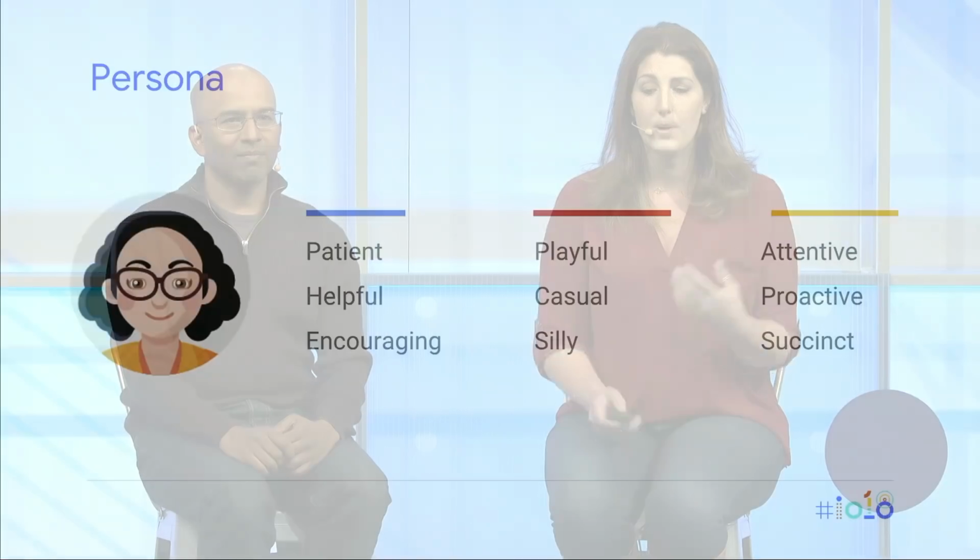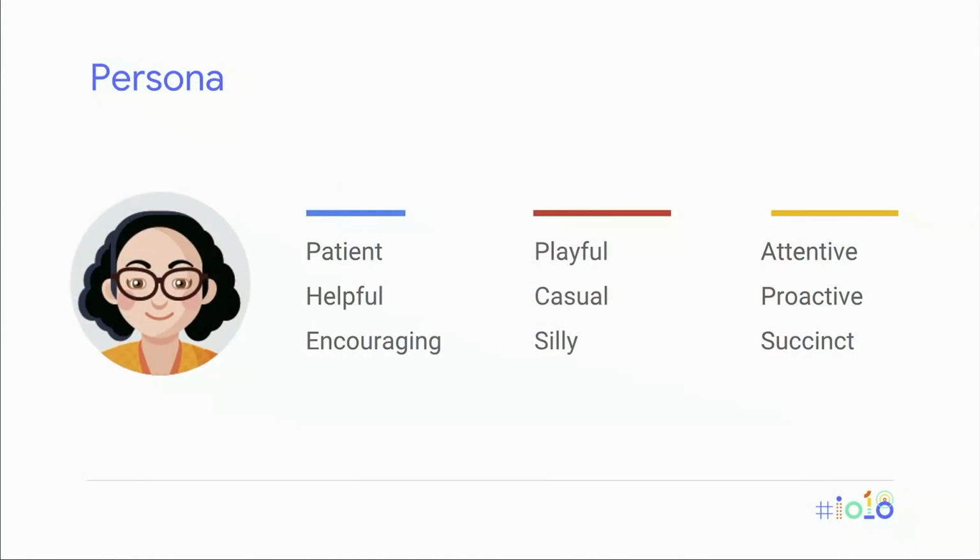Well-defined personas also increase the emotional connection. This leads to increased usage, retention, and brand loyalty. Things to think about when you're defining your persona: what state is the user going to be in? Are they looking to relax? Are they excited? And based off of that, what role should your agent play?